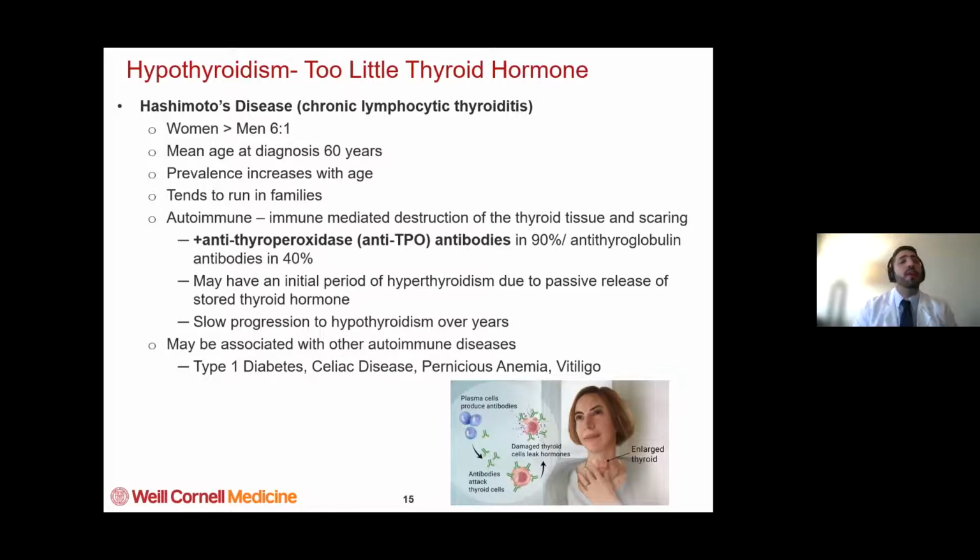Interestingly, this condition may present with an initial period of hyperthyroidism because it's actually a thyroiditis, or that damage we mentioned to the thyroid gland, resulting in the release of the stored thyroid hormone. But then over time, you have a slow progression to hypothyroidism over years. This comes about from the antibodies that target the thyroid leading the immune system to actually attack the thyroid gland, leading to scarring and an inability of the thyroid to produce its hormone. It's very commonly associated with other autoimmune conditions. We know autoimmune diseases commonly occur together, and so we see this commonly in type 1 diabetes, but also in patients who have celiac disease, pernicious anemia, and vitiligo.